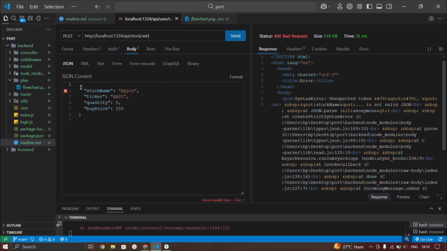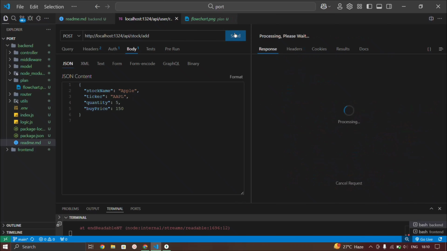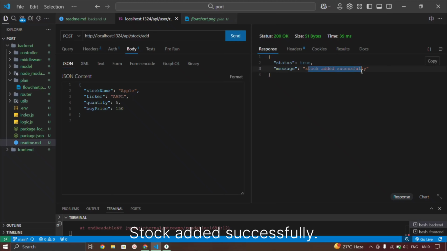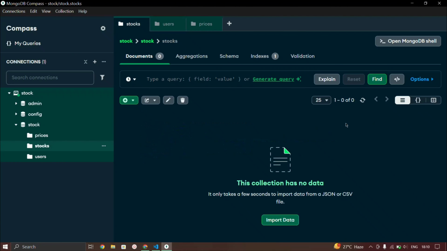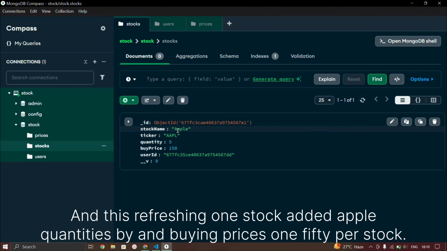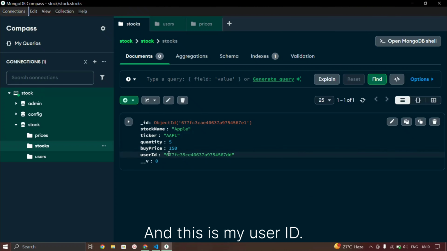Okay, it's in JSON format. Stock added successfully. The stock count went to two stocks in the DB. I'm just refreshing. One stock I added: Apple, quantity is 5 and buying price is 150 per stock. And this is my user ID.